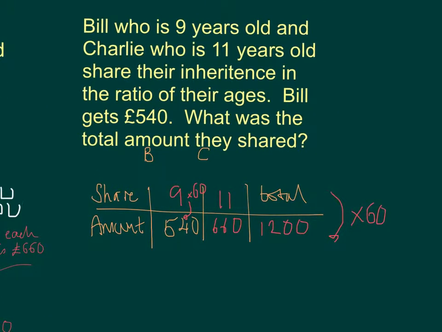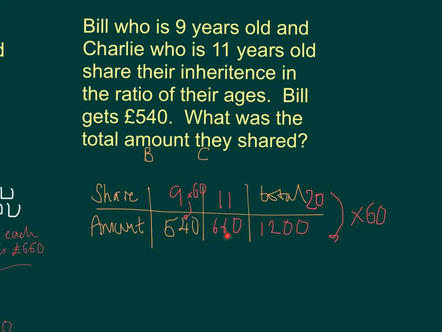And here it is. Again, Bill, who is 9 years old, and Charlie, who is 11 years old, share their inheritance in the ratio of their ages. Bill gets £540. What was the total amount they shared? So, the ratios, the shares, 9, 11, then we'll have our total here, which is 20. I also know that Bill was given £540. So 9 shares of £540. Each share must be 60. So I'm now multiplying by 60.